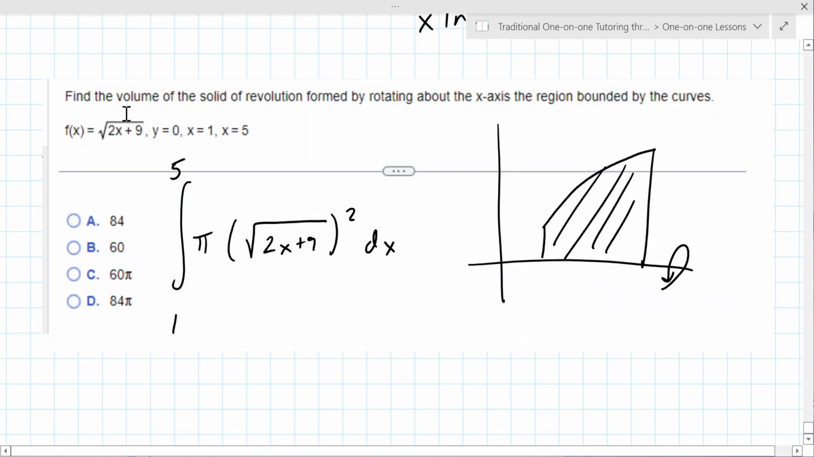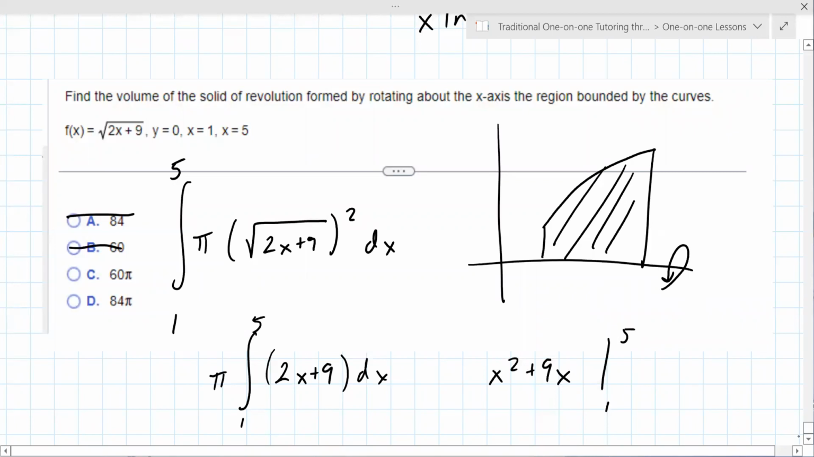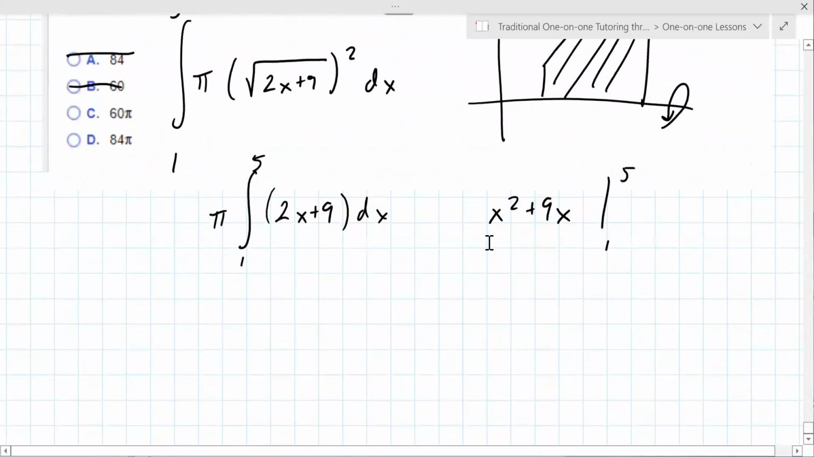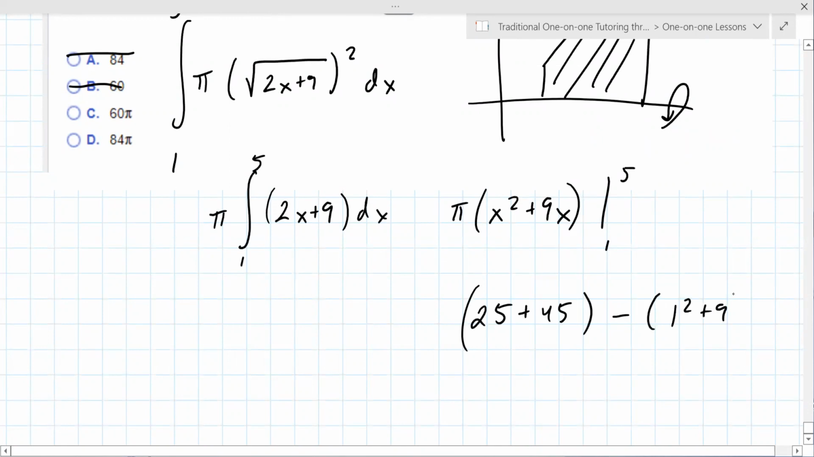So the nice thing is that the square undoes the square root. So when you go to your calculator here, you leave the pi on the outside, but you're just integrating 2x plus 9 dx, which you could even do by hand. The answer has a pi in it, so those are out. I'll actually do this by hand. So it's x squared plus 9x from 1 to 5 with a pi out in front. So that's 5 squared, 25, plus 45, minus 1 squared plus 9. So that's 70. And then this is 10, so minus 10. So you get 60 pi as your final answer.